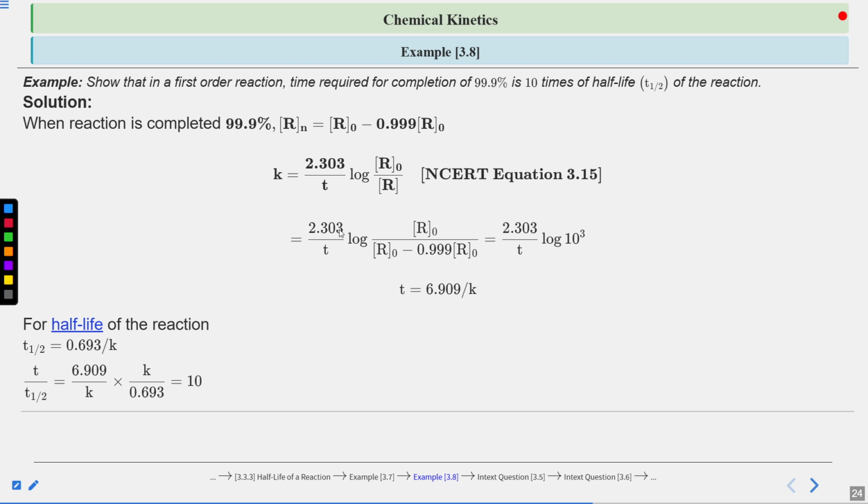So this is basically a proving question, and this is how you can prove it. First of all, you have to calculate the time for the completion of the reaction to the given percent using the rate constant expression, and then you have to calculate the half-life for the same reaction, and then you have to equate both the quantities you found according to the condition as per the question. So this is how you can show that.